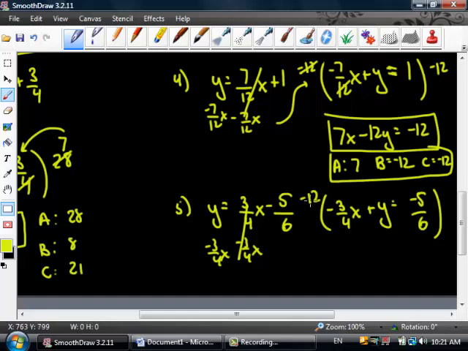If you did 24, it's not a big deal. It just means you have to reduce at the end, right? Because in order to get everything in standard form, it needs to be fully reduced. So that's going to get out of there. I have a 3 left over.